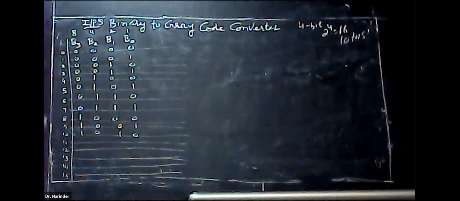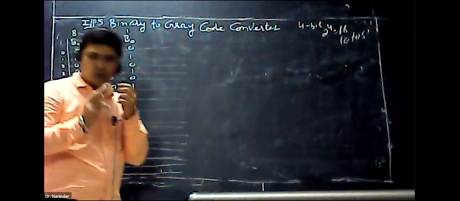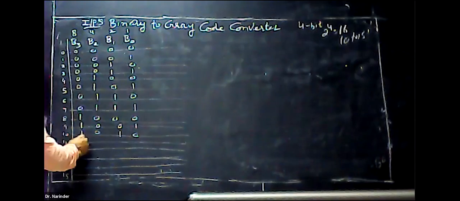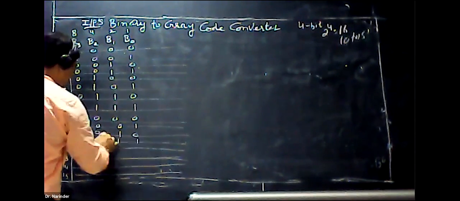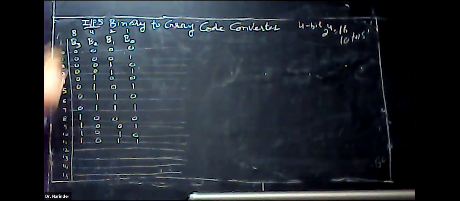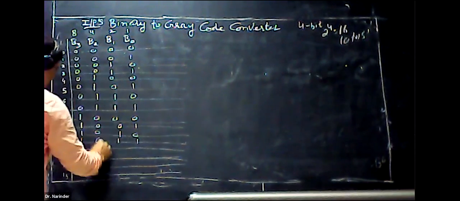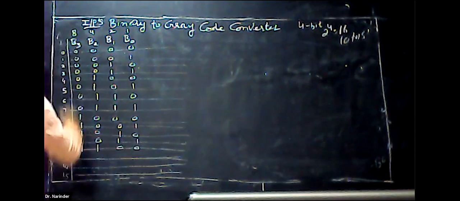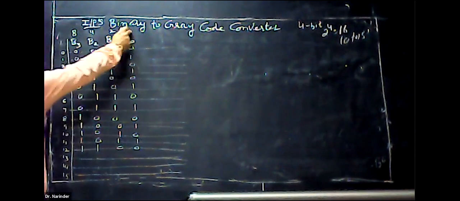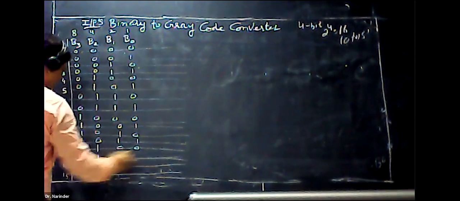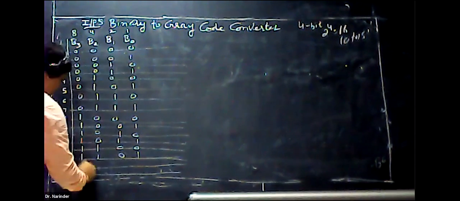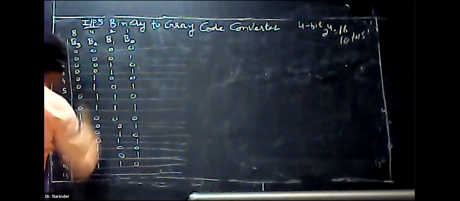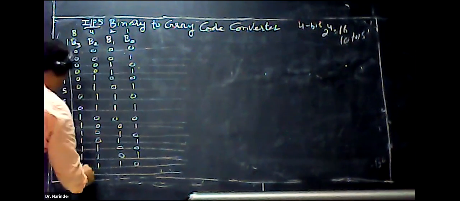11 is composed of 8 plus 2 plus 1. So here you will get 8, 2, 1, rest is 0. 12 is composed of 8 and 4, 8 plus 4, rest is 0. 13 is 8 plus 4 plus 1. 14 is 8 plus 4 plus 2. 15 is 8 plus 4 plus 2 plus 1.